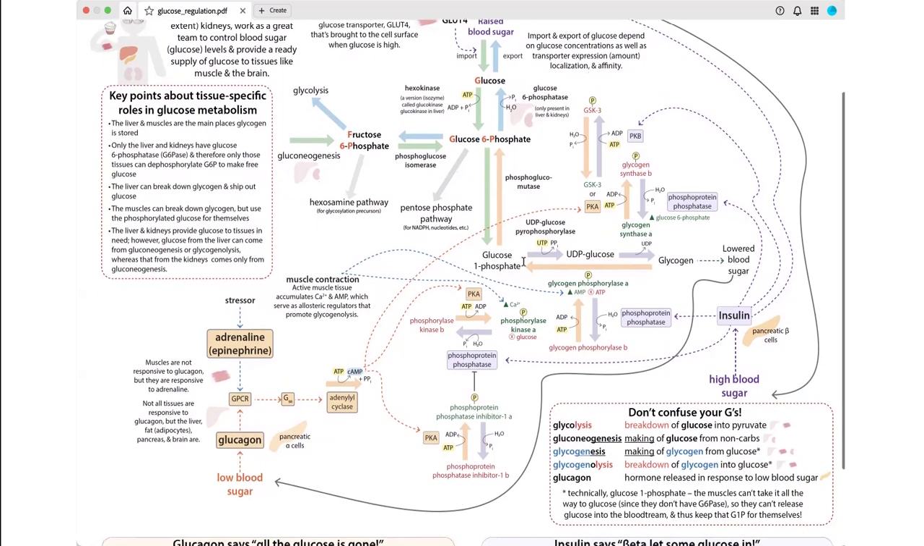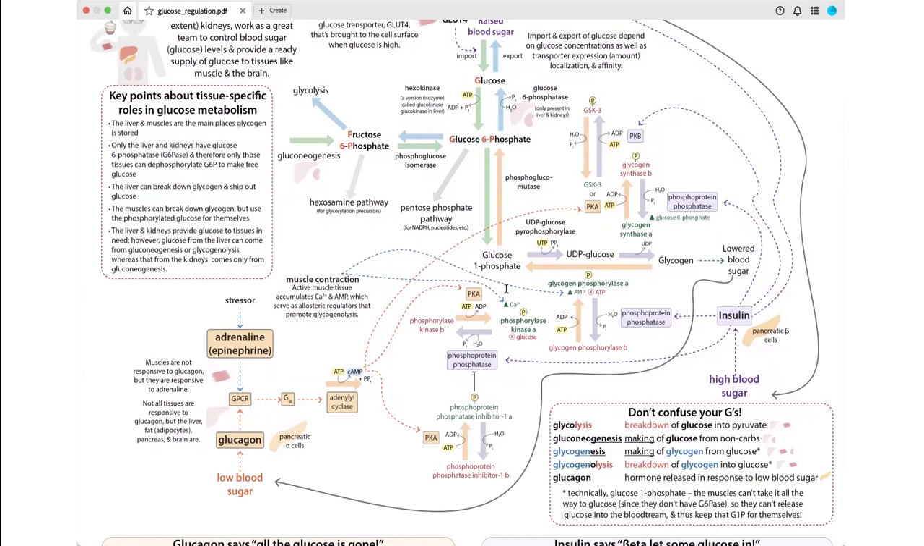How this is going to occur is largely going to be through the actions of PKA, protein kinase A, also known as cyclic AMP-dependent protein kinase, because, well, it depends on cyclic AMP, which was going to be made by adenylyl cyclase, which was activated by our signaling G-protein coupled receptor pathways from adrenaline, also known as epinephrine, or from our glucagon. PKA is going to phosphorylate glycogen synthase, which inactivates it, inhibiting our glycogenesis.